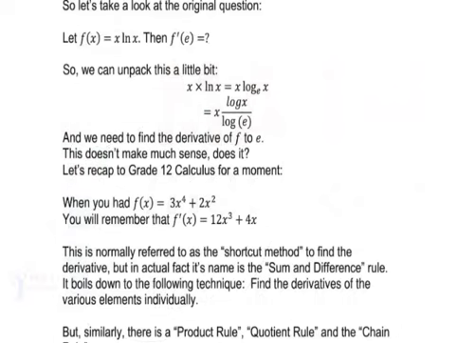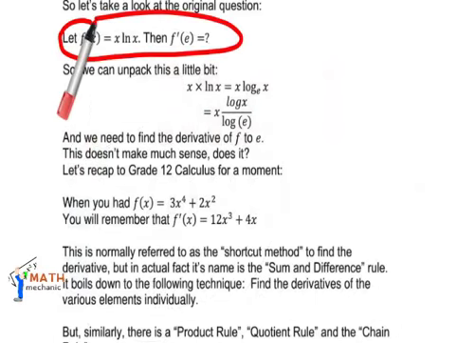So let us take a look at the original question where this whole discussion comes from. And it is that one over there. Let f of x be equal to x times ln of x. And then we need to find the first derivative of f with respect to e. So we can unpack this a little bit. We have there x times ln of x.